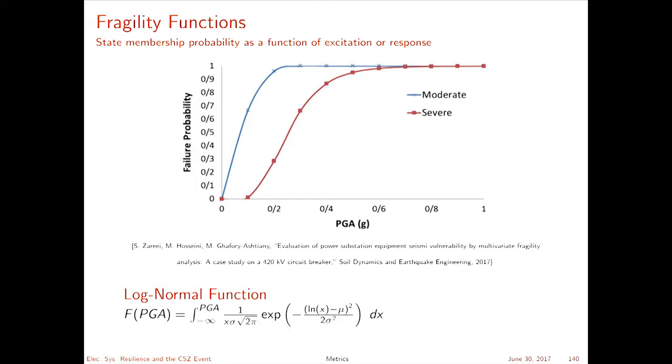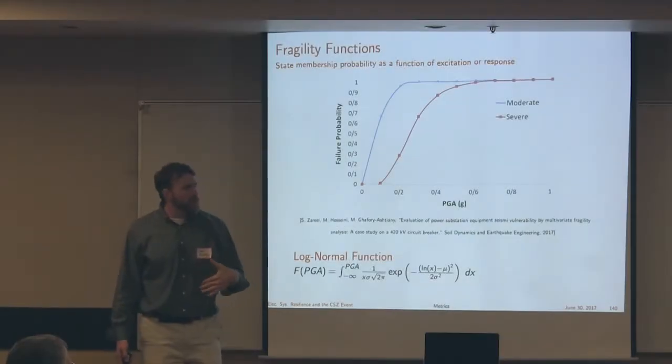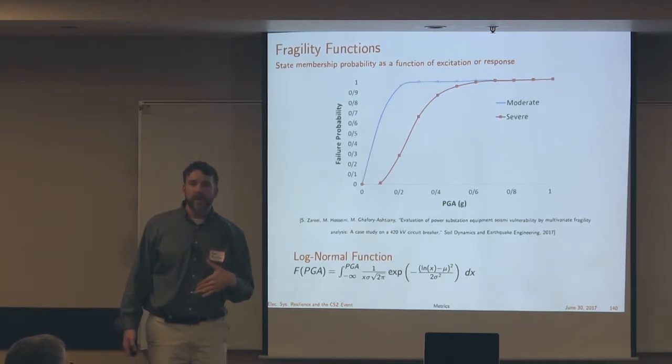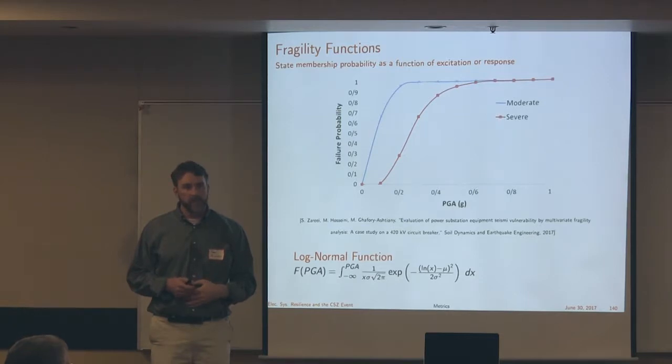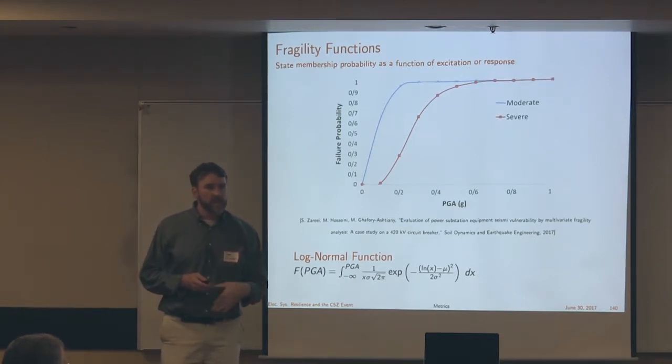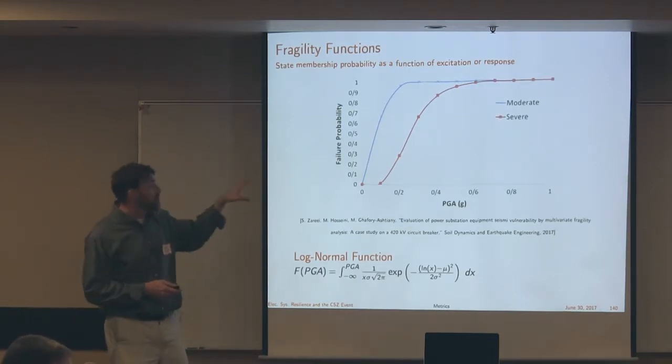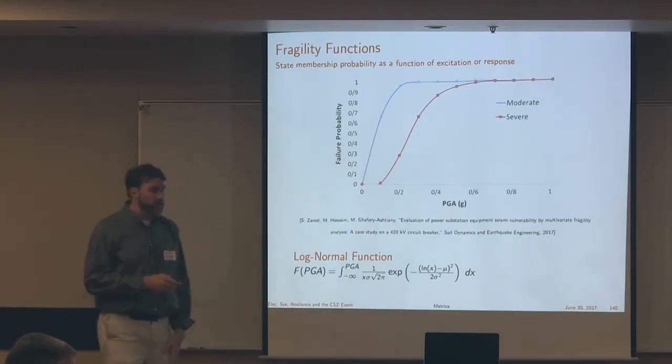So anyway, if you have 0.2 PGA, you have about a 25% chance of being severely damaged. If you have a 0.2 PGA, you have almost 100% probability of being moderately damaged. Do you see what that's showing? It's showing a % probability. It's showing a probability that you're in a certain state. That's what a fragility function strictly does. I want to make sure that we get that right, because we'll work with fragility functions shortly.